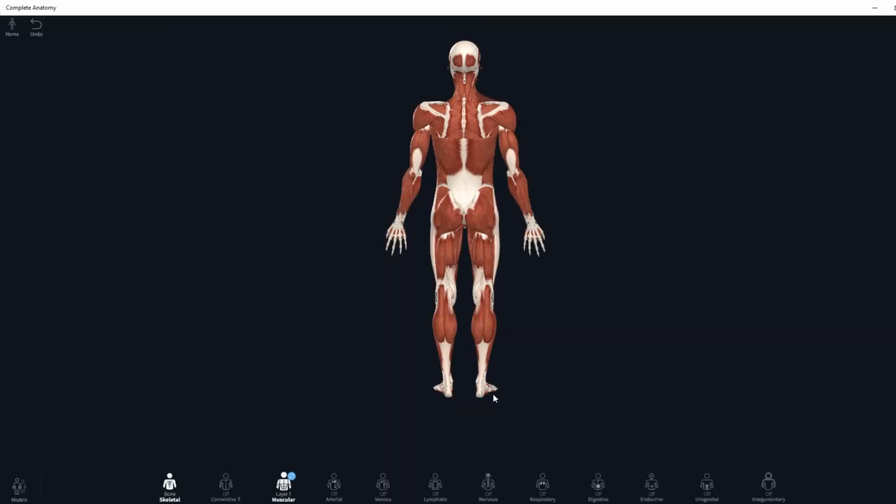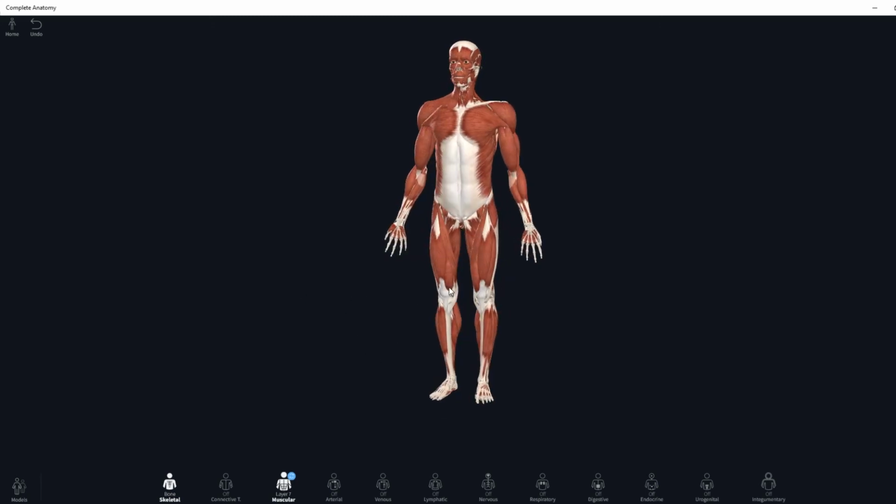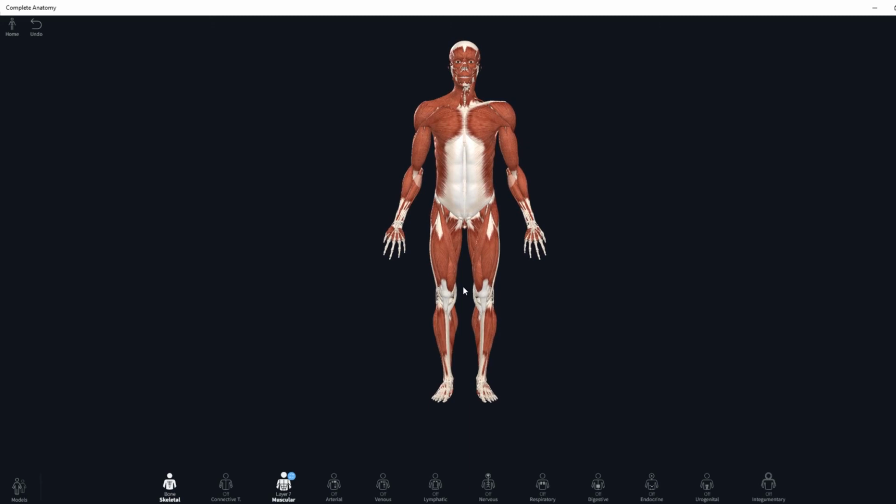The last two movements are more like body positions. Prone is when your body is lying face down. So if we could imagine this person lying face down on a table, this would be prone. And supine is when you're lying face up. So if we could imagine this individual lying on a table, lying face up.